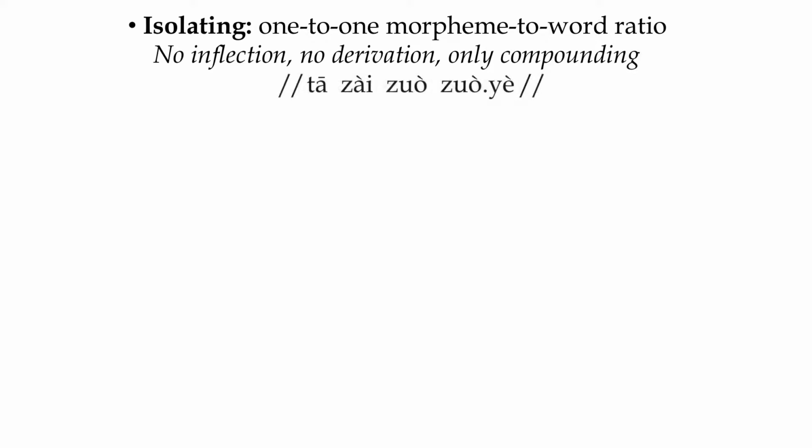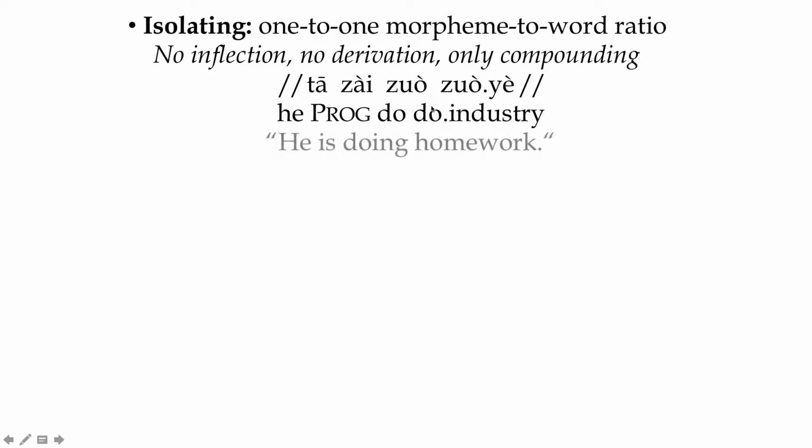In these languages, there's no inflection, there's no derivation, only compounding. So Mandarin Chinese would be the classical example of this, but there's other ones like Khmer and Thai and Vietnamese. So the Chinese sentence ta zai zuo zuo ye would be he is ta, zai means progressive, like he's in the middle of doing something. Zuo is do, and zuo ye literally means do industry, but do industry actually is used in an idiomatic way, this compound, to do homework. So it would be like he is doing his homework. Ta zai zuo zuo ye.